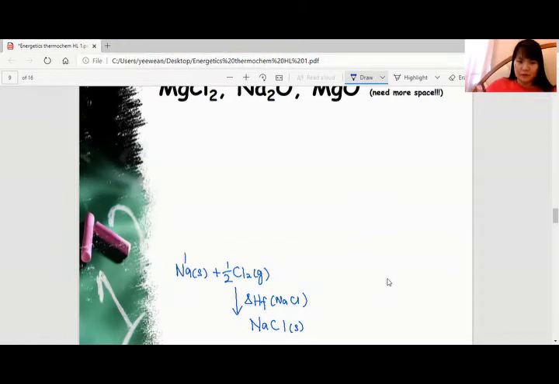Okay, first we're going to atomize the Na. And the definition for atomization is you have to start with their elements and it has to form a mole of gaseous atoms. I didn't do anything to the chlorine, so I'm just going to copy the chlorine. Next, I'm going to atomize the chlorine.